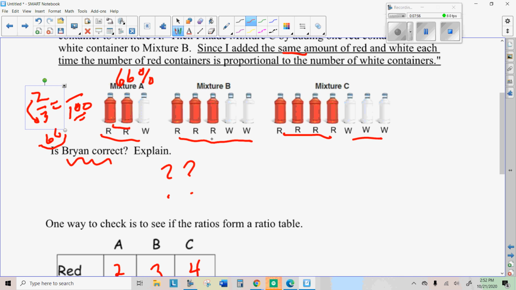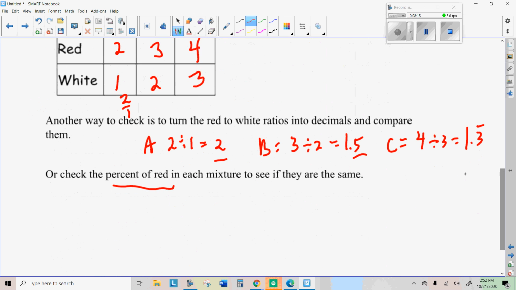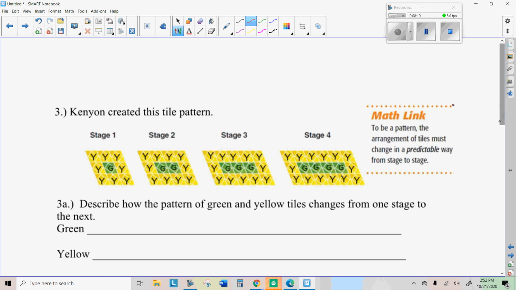This one here is 3 reds out of 5 total. Now 5 times 20 is 100, 3 times 20 is 60, so that one's 60%. We can already see that we're not going to have the same percent of red in each mixture, so it's not going to be proportional. All right.